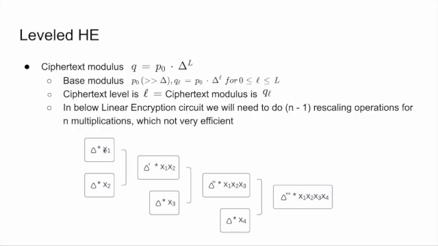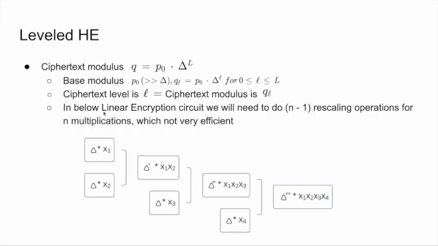As I have shown here, we are multiplying x1, x2, x3 and x4. For that we would need to rescale delta square to delta dash, then delta dash into delta to delta double dash. Then we would have to rescale delta double dash into delta triple dash. So there are basically three rescaling operations happening here. For n multiplications we will need n minus 1 rescaling operations.